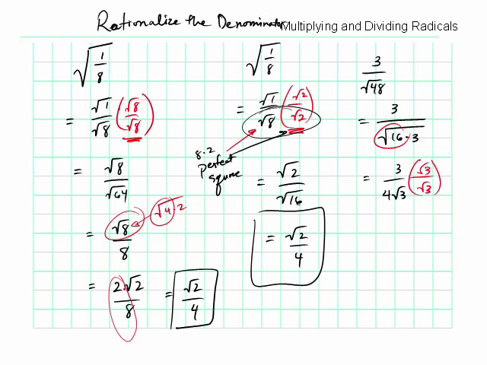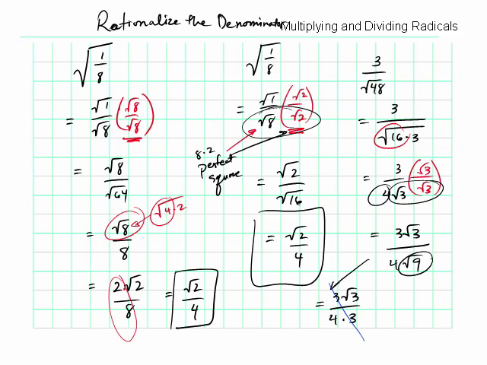If I do that, I get 3 square root 3 in the numerator. In the denominator, I've got a 4, and then a square root 3 times a square root 3 is a square root 9. I'm running out of room here. Let's go over here. So that's 3 square root 3 over 4 times 3. Right? Square root of 9 is 3. I can then cancel those 3's, and I am left with the square root of 3 over 4 as my answer.